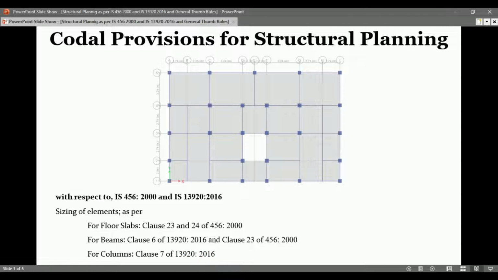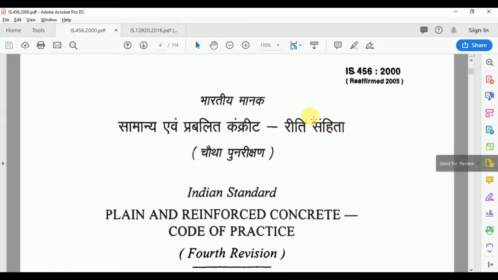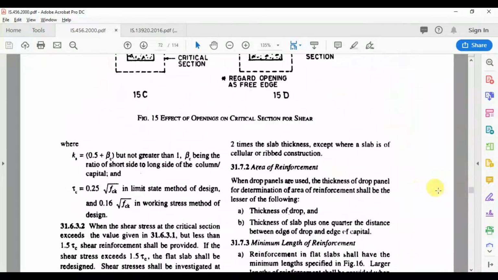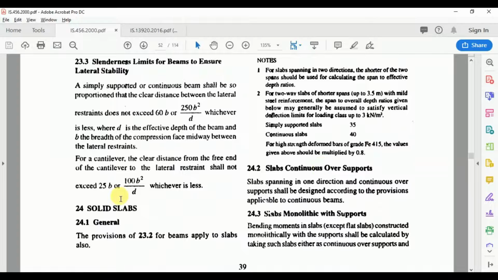Whereas we can also preliminary design the section size for the column by the tributary area method, but here in our coursework we will only follow clause 7 of 13920. So let's start with the floor slab. Preliminary sizing of the floor slab should be done by clause 24 of IS 456-2000. This is IS 456-2000, in which, here it is, clause number 24, solid slabs.